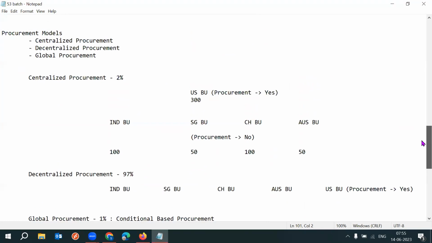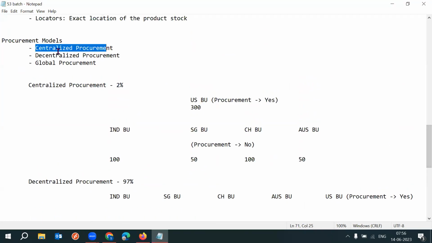So these three business models are clear, right? Centralized, decentralized, global procurement. A question to all of you. In case of centralized procurement, how many BUs have the procurement business function? Only one. Only one BU has the procurement function. And in case of decentralized? All of them. In case of global procurement? On a conditional basis. All the BUs.